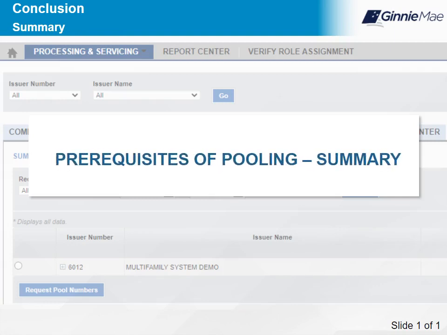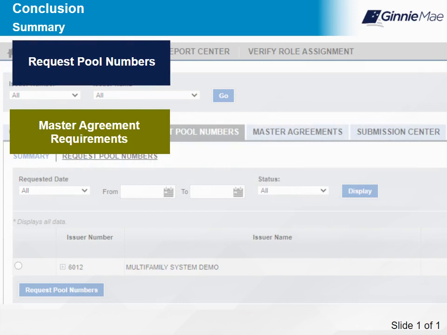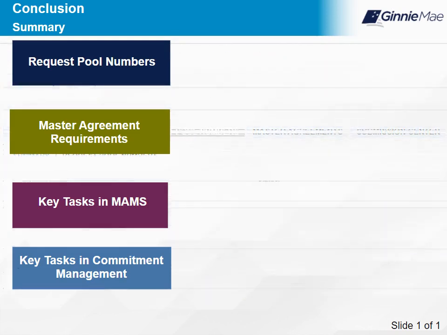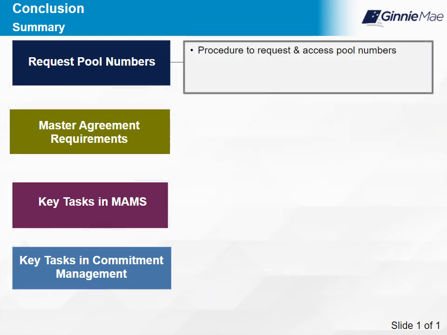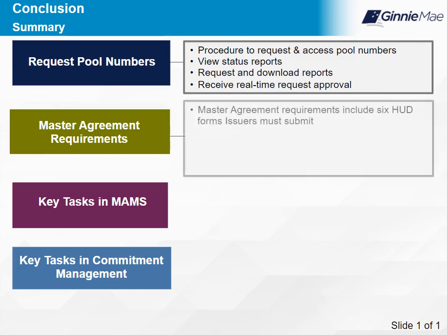Now, check your understanding. This is a summary of the Prerequisites of Pooling module. The goal of this training was to provide you with an understanding of the procedure to request pool numbers, master agreement requirements, and key tasks in the MAMS and in commitment management applications. You learned the procedure to request and access pool numbers in RPN, as well as view status reports. You explored how to request and download reports and receive real-time approval of requests.